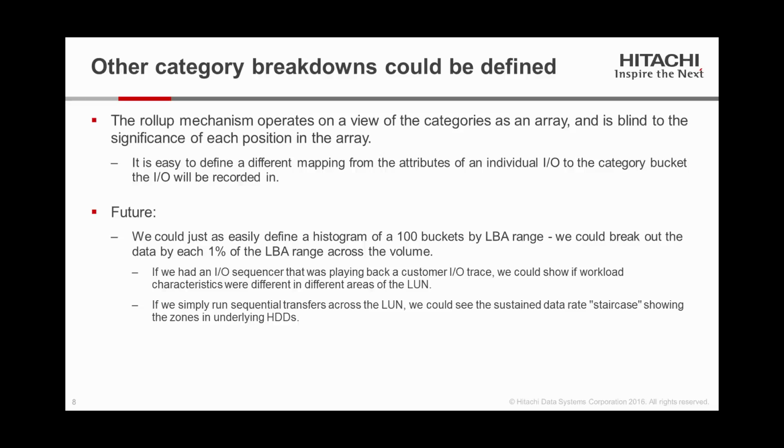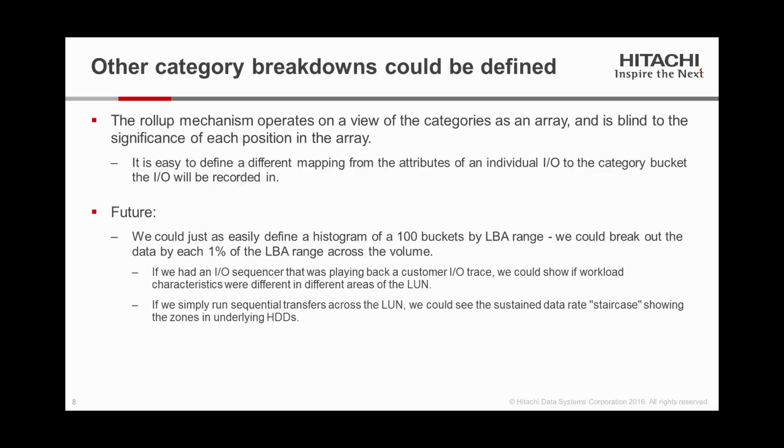The IV engine rollup mechanism operates on a view of the categories as an array, and the breakdowns within that array by read or write, by random or sequential, in this case by service time, are a layer of interpretation that's put on by the IV workload thread as it posts into the array. And then that complete breakdown by all of those buckets is carried through all rollups all the way up. So you always have all of those breakdowns.